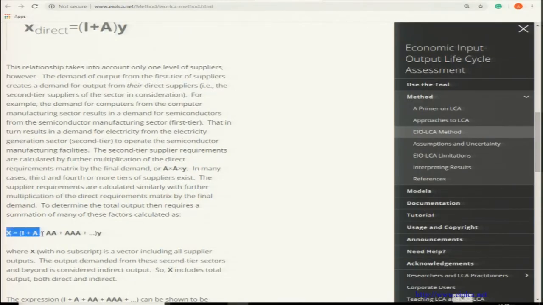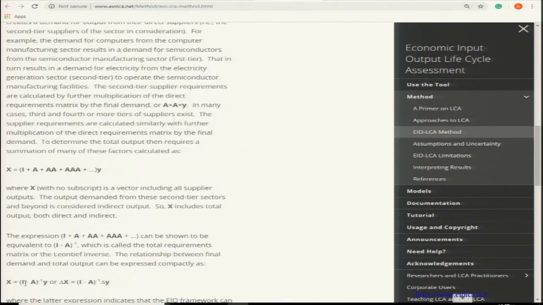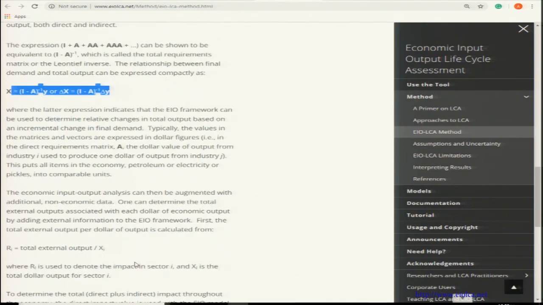X is equal to I plus A into Y. This makes it single tier. This is two tier, computers and semiconductors. Okay, this is computers, semiconductors, and metals, and so on. So this makes it a mathematical relation like X is equal to (I minus A) inverse Y, or delta X is equal to (I minus A) inverse into delta Y. This is the mathematics behind the modeling that EIO is based upon.